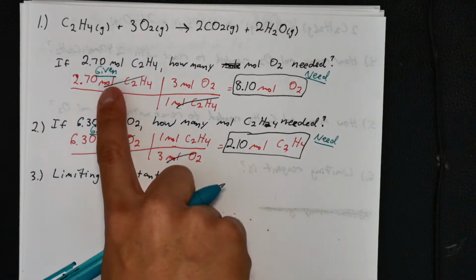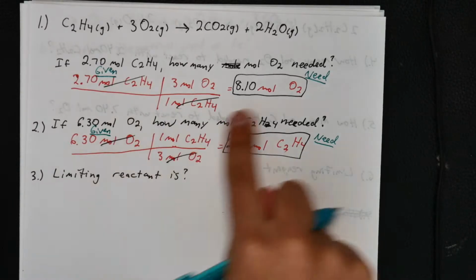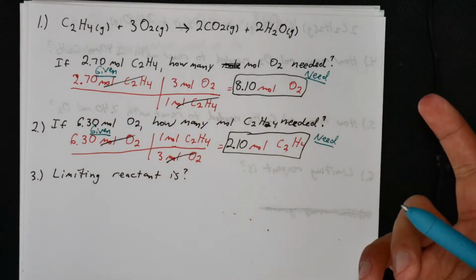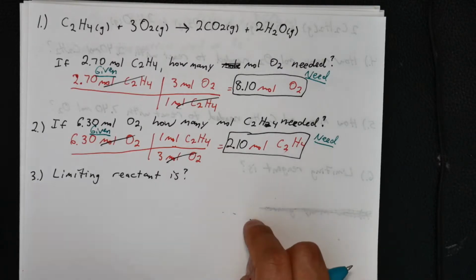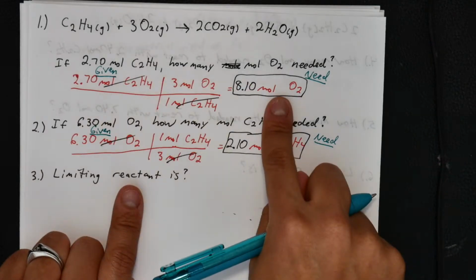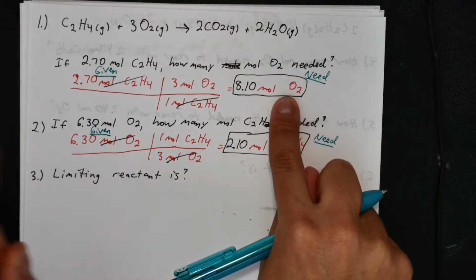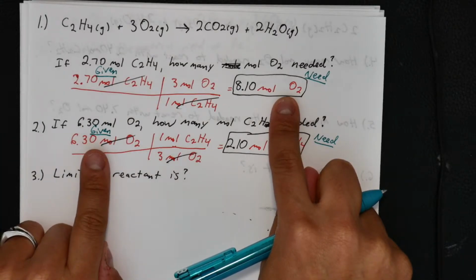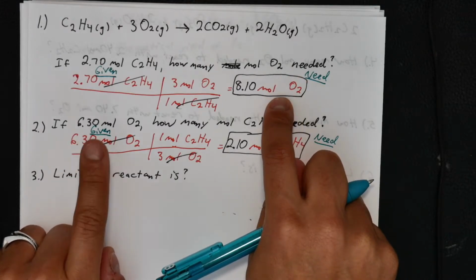Okay, so looking at what we're given for the C2H4 and what we need, or what we're given for the O2 and what we need, can we figure out which one is limiting? All right, well, I would say looking at this, the oxygen is what is limiting us. And here's how I know. We need 8.10 moles of O2. That's how much we need. But we are only being given 6.30. So we do not have enough. We need 8.10. We are being given 6.30.